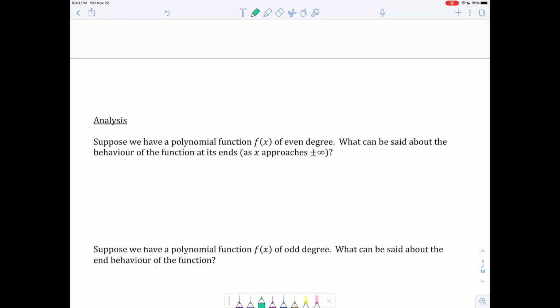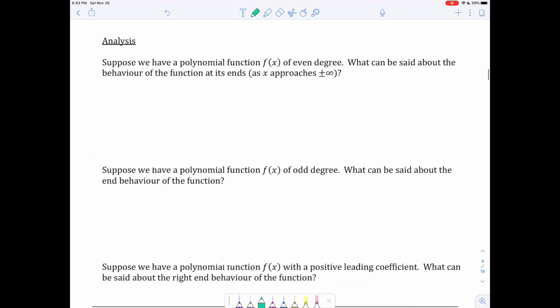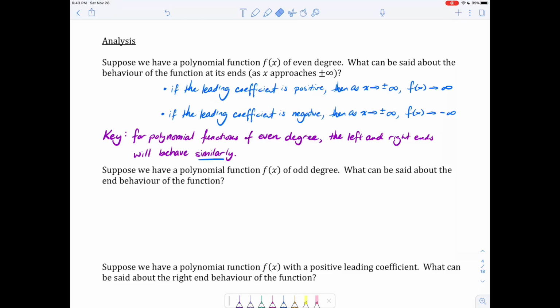Suppose we have a polynomial function of even degree, so degree 0 or degree 2 or degree 4. What can be said about the behavior of the function at its ends? So as x approaches positive or negative infinity, what can we say is happening? Take a moment, pause this video if you need to, but look at the ones that we had with even degree and see what you can get about it. What do you notice? What observations do you make? I'm going to spoil the surprise if I did this properly in 3, 2, 1. Oh, sweet. Look at that.